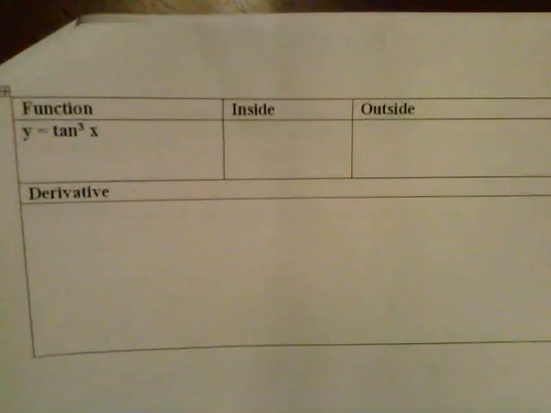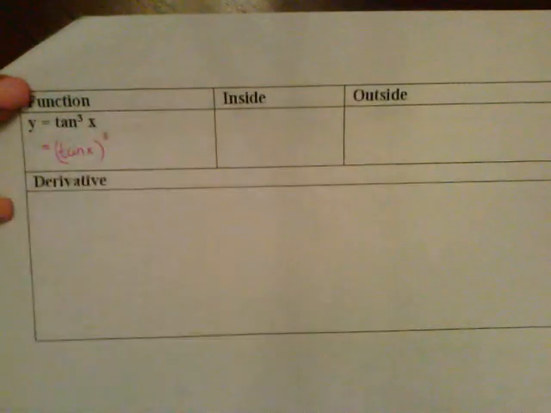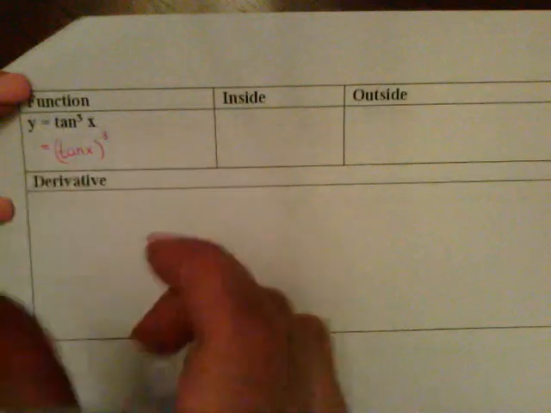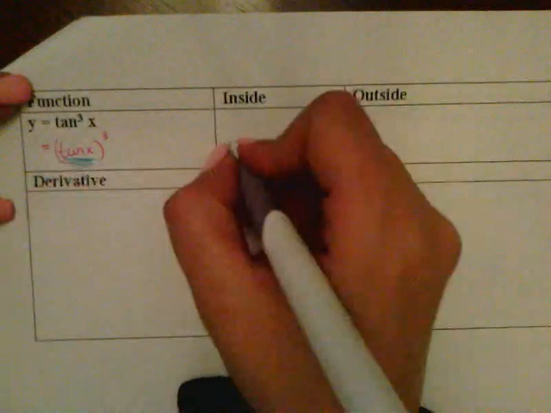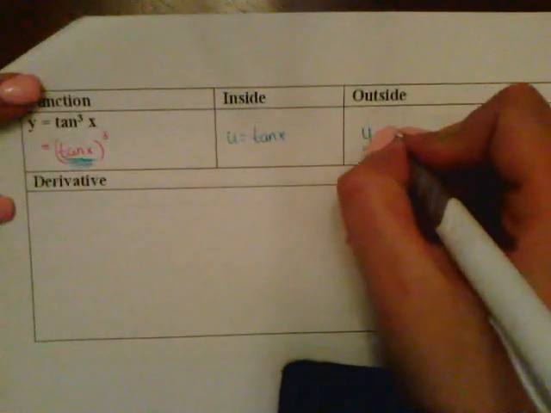Okay, here's another example. Now, one thing you guys need to know about trig functions is tan cubed x is the same thing as writing tan of x cubed. The reason why this is important is you can see that we can identify easily what's our inside function. Our inside function is tan of x. And our outside function is y equals u cubed.